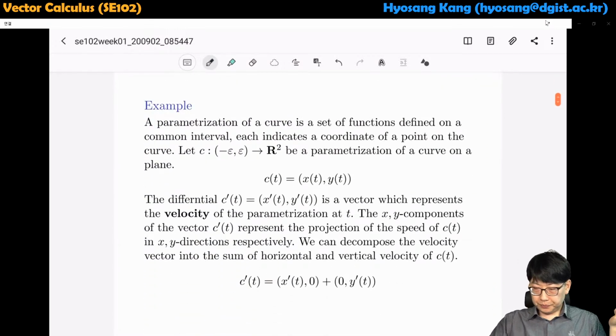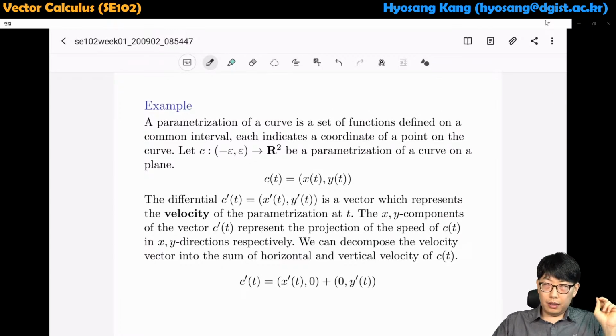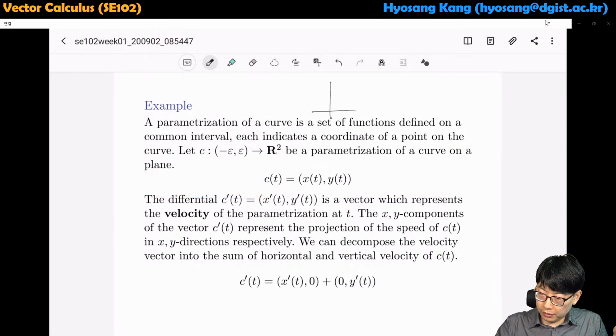All right, so let me talk about some examples of multivariable functions. An example is a parametrization of a curve. A curve is a one-dimensional thing which lies in n-dimensional space. For example, in the 2-dimensional plane, the curve is a one-dimensional geometric object, and a parametrization of a curve is a set of functions which represents the coordinate functions of a point lying on the curve.